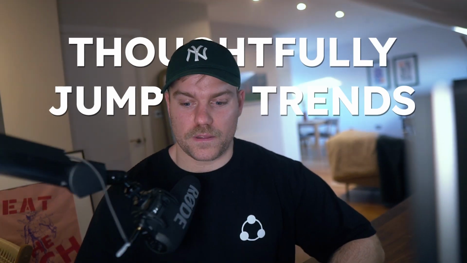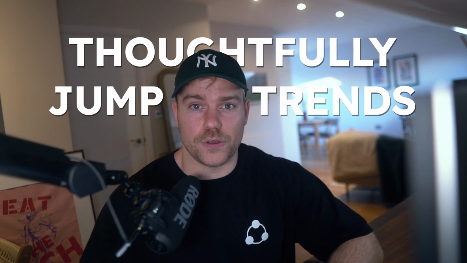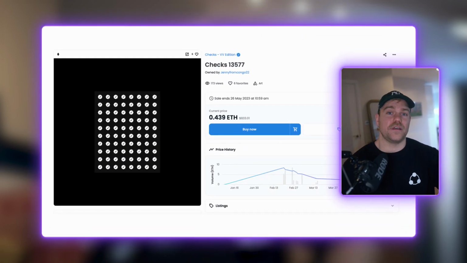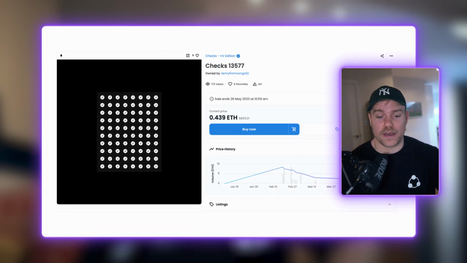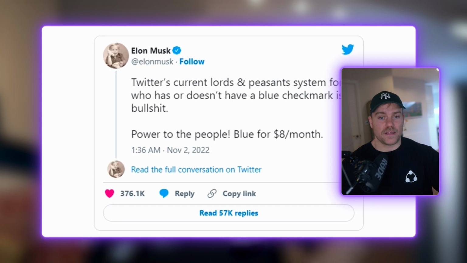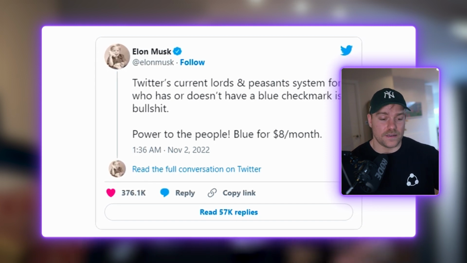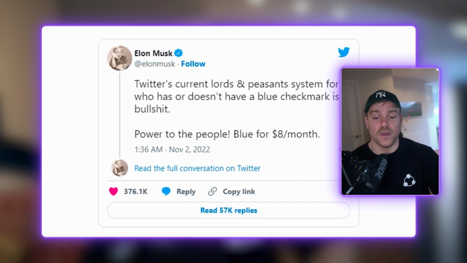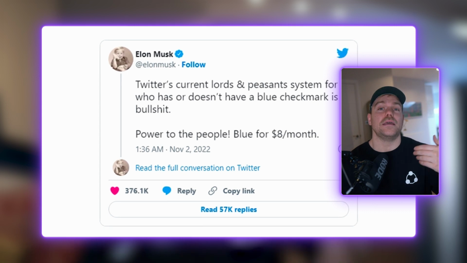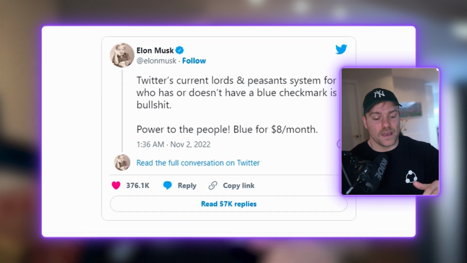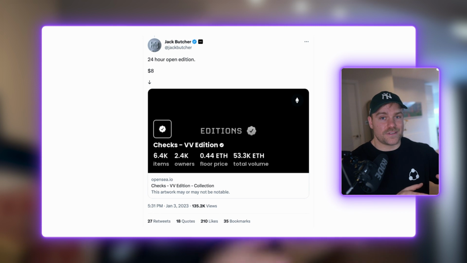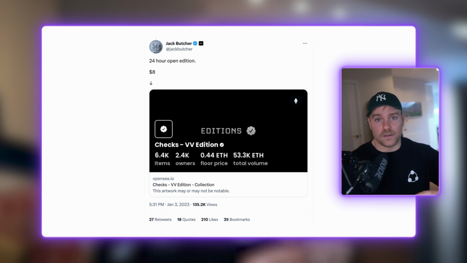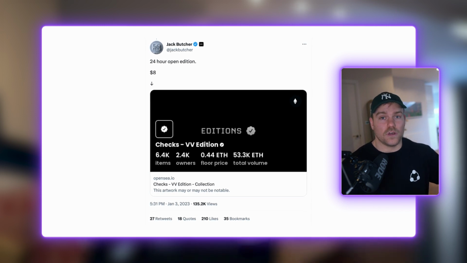Now, the final lesson we're going to take from Jack is around jumping on new trends, but doing it in a really thoughtful way. And we're going to explore this idea through his NFT project, Checks. Now, if you don't know about Checks, it basically came about when Elon tweeted that he was going to change the Twitter system to, instead of awarding verification to people who are supposedly notable, he was going to just charge everyone $8. Now, Jack immediately put a plan in place to jump on this, and he opened up an unlimited mint, so anyone could mint as many as they want of these $8 check marks.